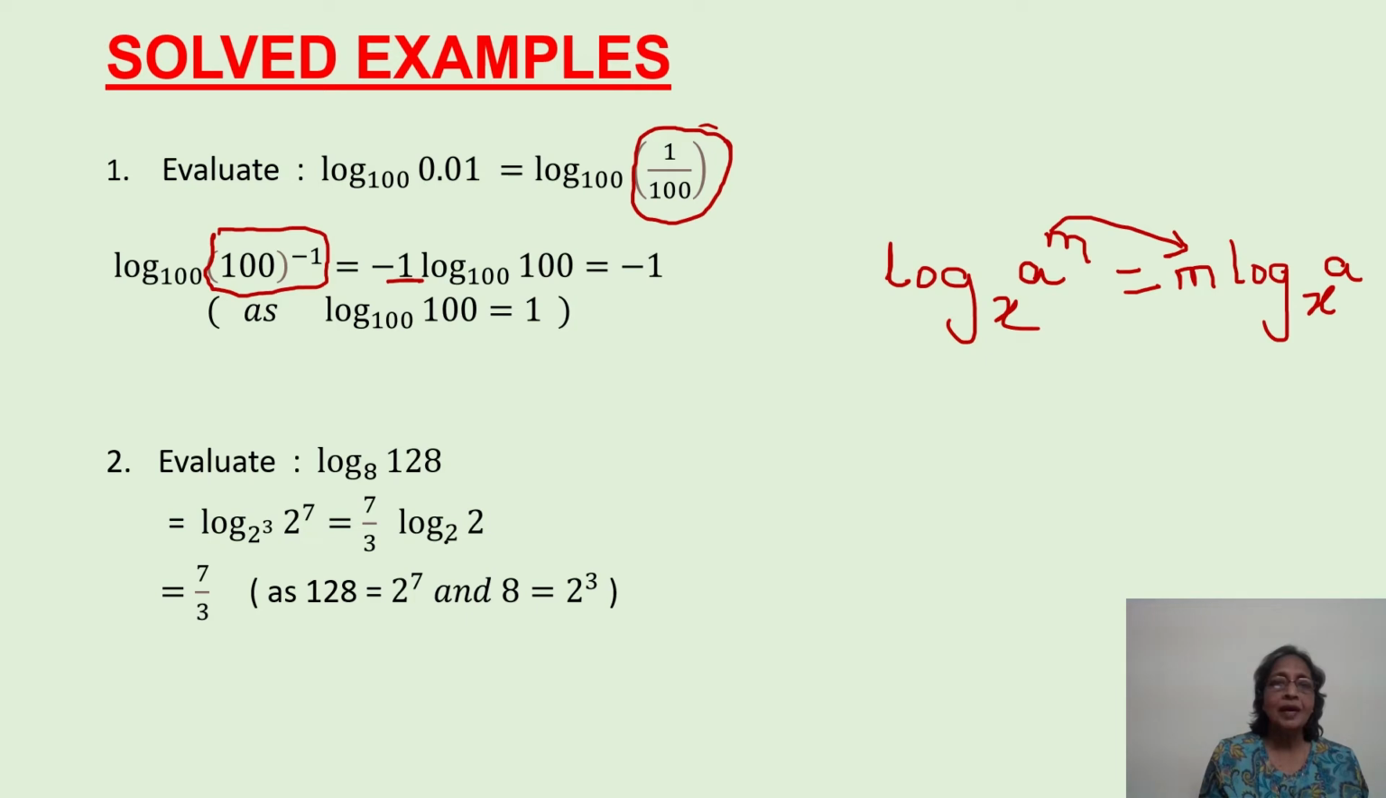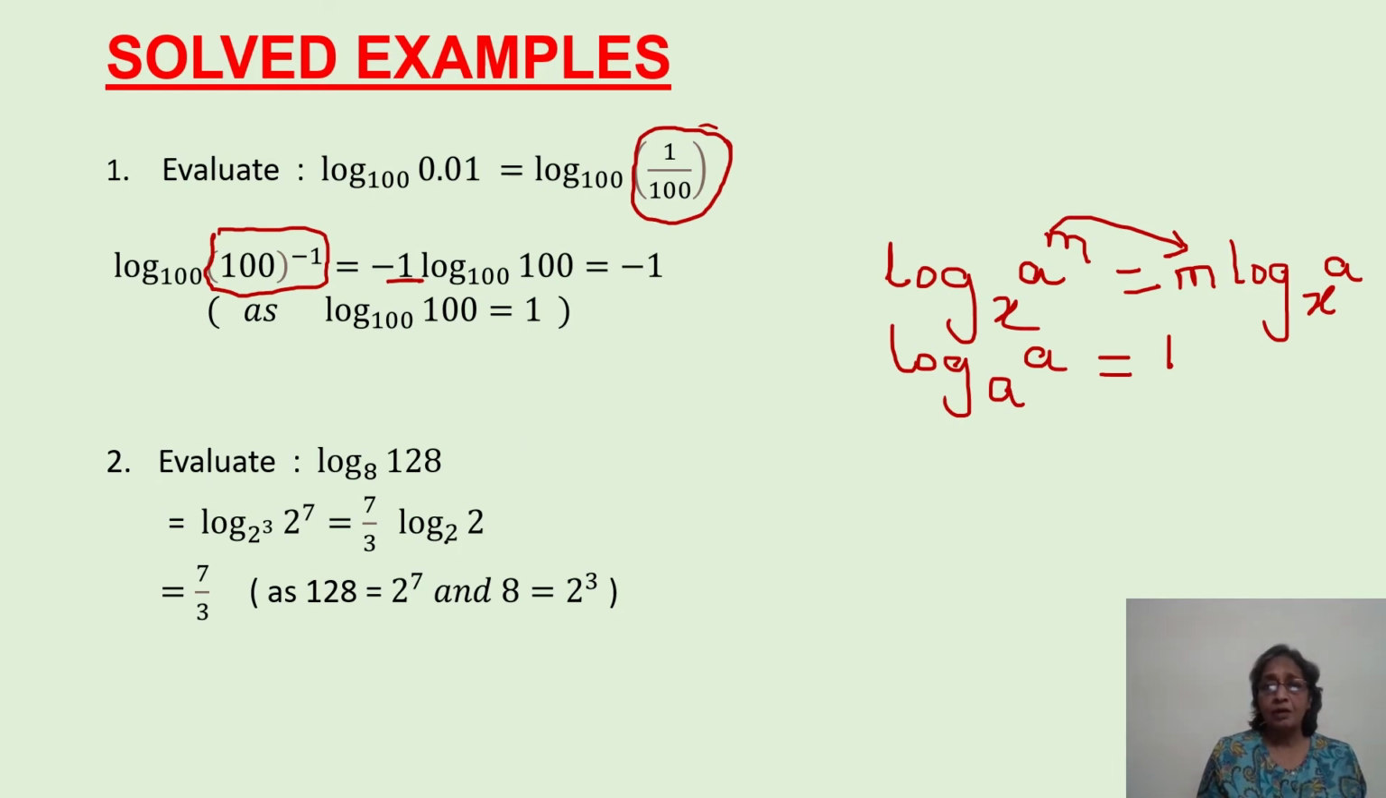And log of any number to the same base. So the next law that we have used is log of any number to the same base is equal to 1. So we have used two laws here, and the final answer is -1. Out of those 9 laws, we have used 2 laws here. Sometimes you may use 1 law, sometimes you may need to use 3 laws. So depending on the sums that are given to you, you will decide what laws to use.